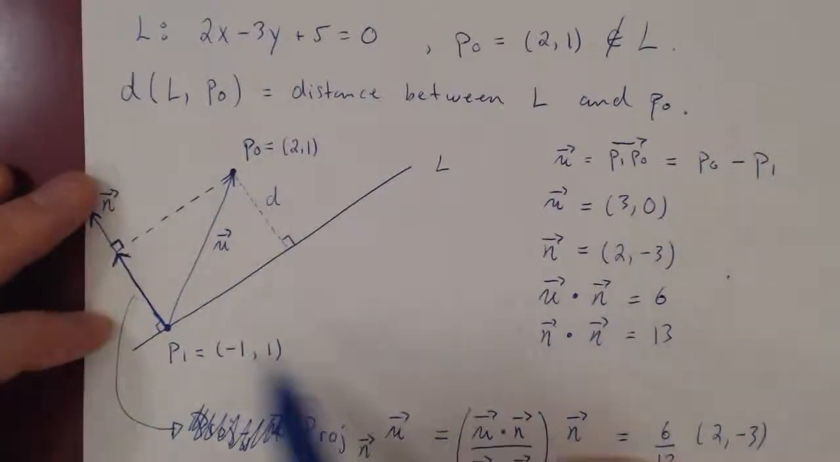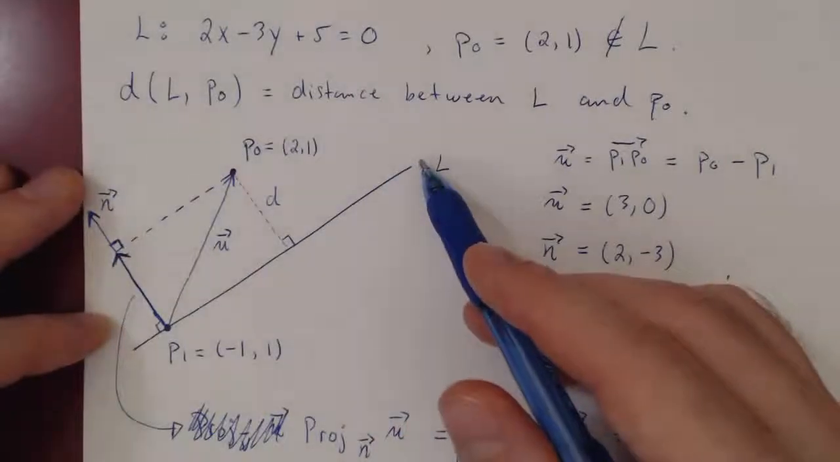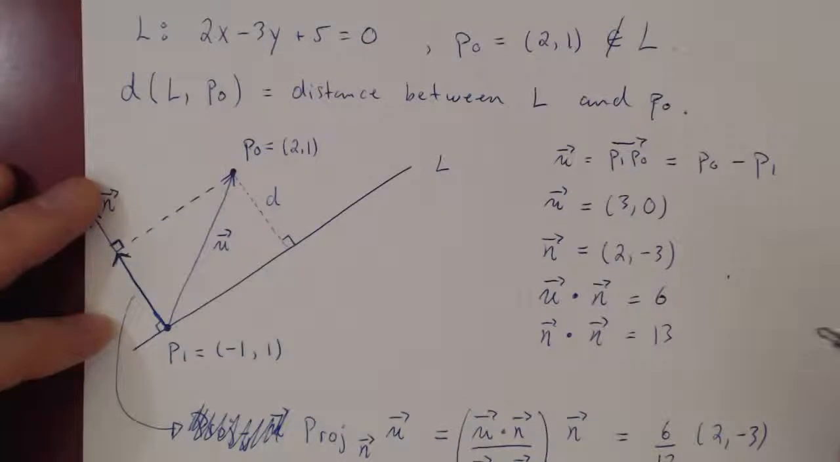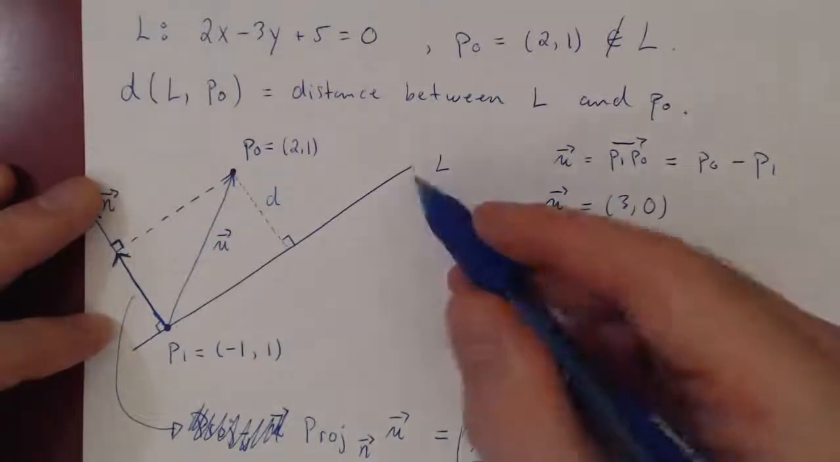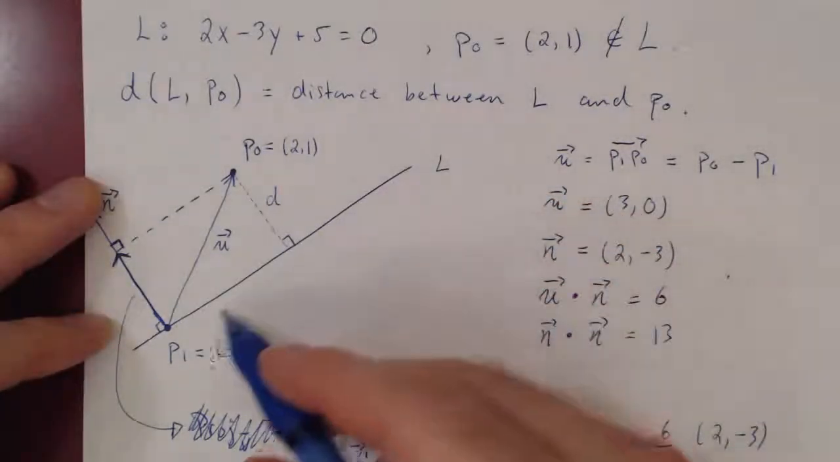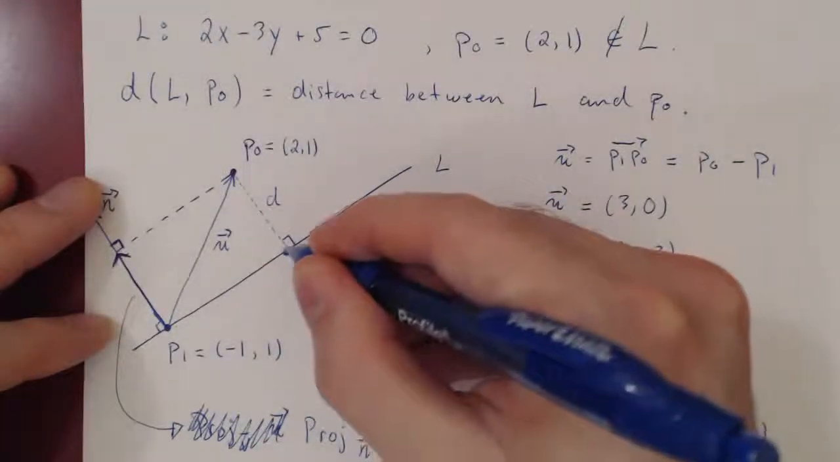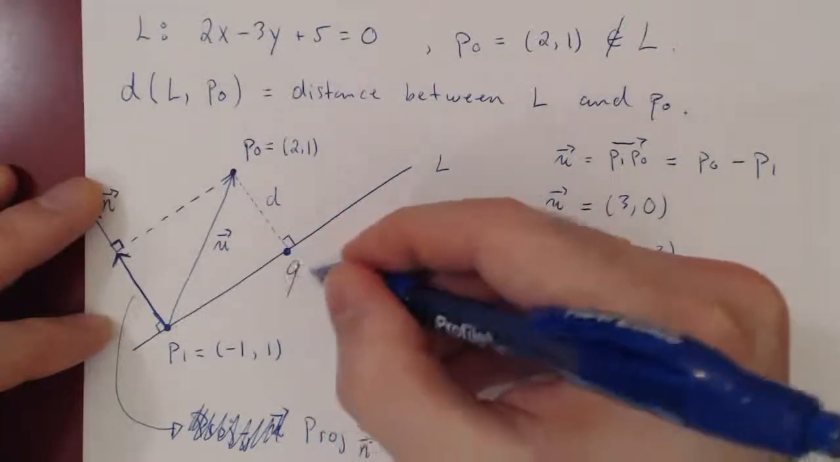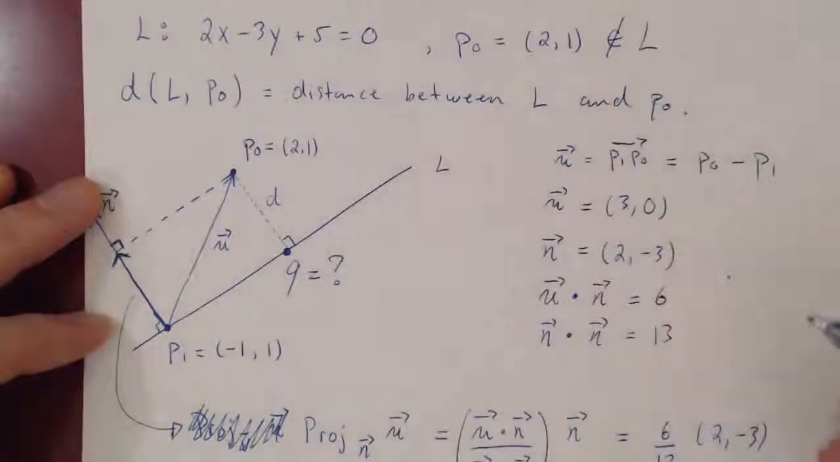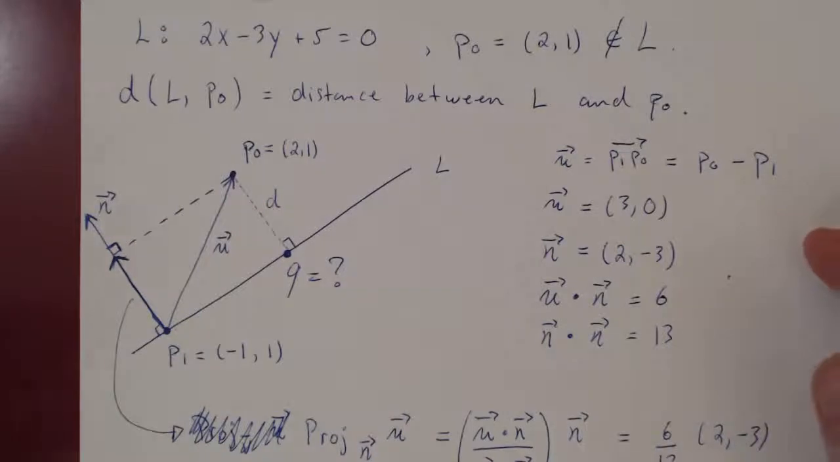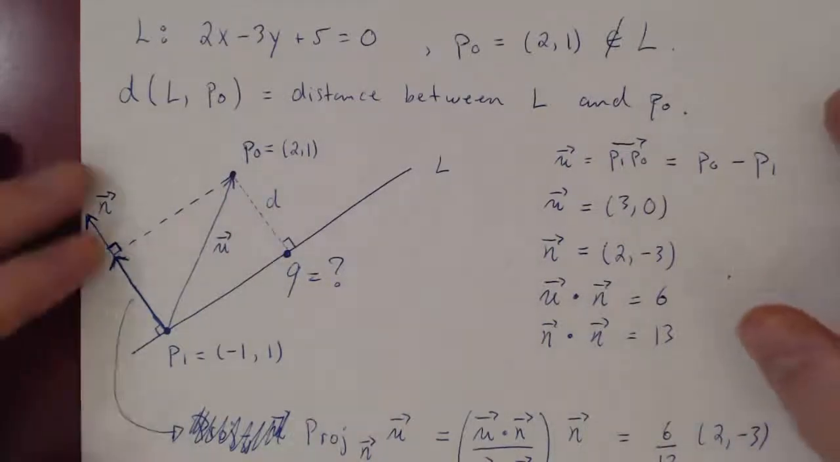What point on line L is lying closest to P naught? Well, you can see quite easily from the picture that the point lying on line L that lies closest to P naught is the point right here. Let's call this point Q. How can we find Q? And I claim that with what we have right now, it should be very easy.